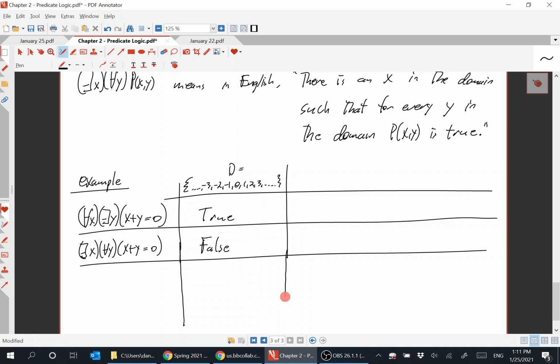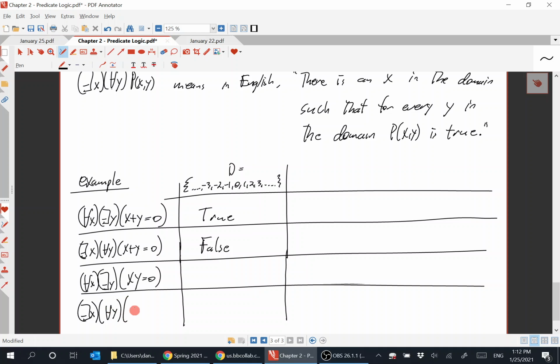Different with multiplication. For every x, there exists a y such that x times y equals 0. And then there exists an x such that for every y, x times y equals 0. For every x, there is a y such that x times y is equal to 0. Does that work here? Yes. There's one particular x in the domain such that for every y in the domain, x times y is equal to 0. What's that special x? 0. When x is equal to 0, it doesn't matter what y is. x times y is 0.